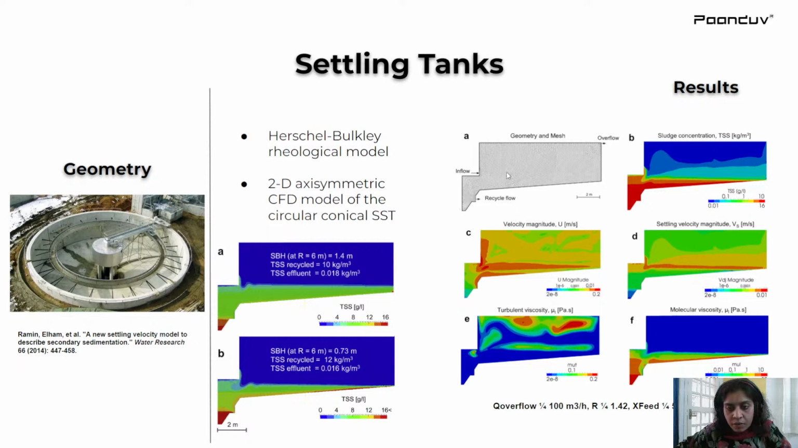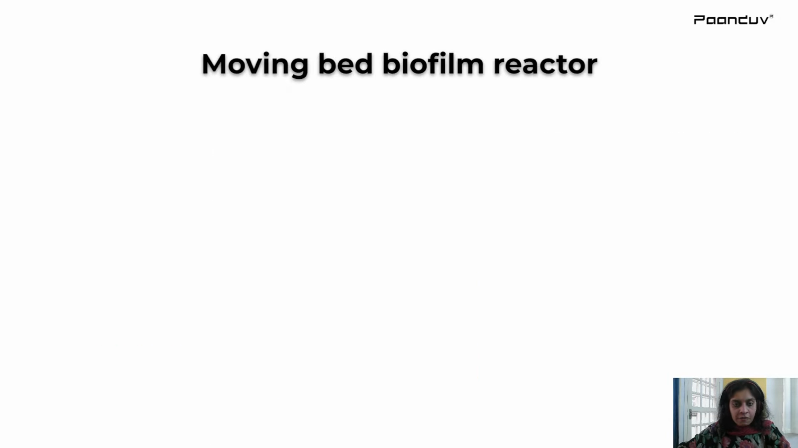In this particular case, you see that there is an inflow, there is a recycled flow, and there is overflow. With a certain settling velocity, you can separate the solid, because this is gravity sedimentation. So solid will settle down, and then it can be removed easily. Here velocity, total suspended solids, all of those concentrations are plotted. If you want to go much deeper into this case study, I have provided the link, and you can refer to this case study for your particular case.